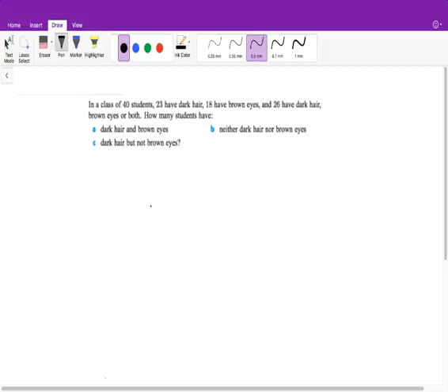So this says in a class of 40 students, 23 have dark hair, 18 have brown eyes, and 26 have dark hair, brown eyes, or both. So how many students have?